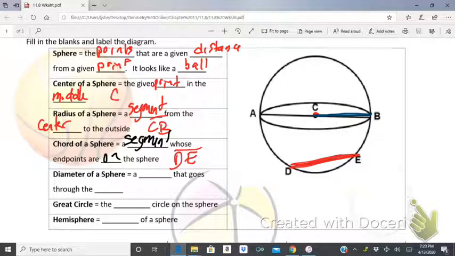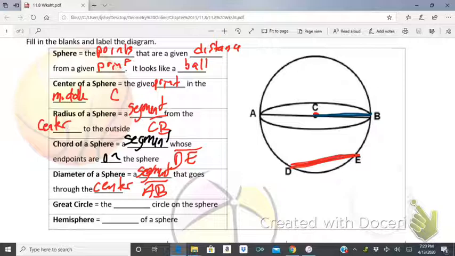A diameter of a sphere is kind of straightforward because it's just like a circle. A diameter of a sphere is a segment that goes through the center. So the example of this would be AB. AB goes through the center of the sphere.